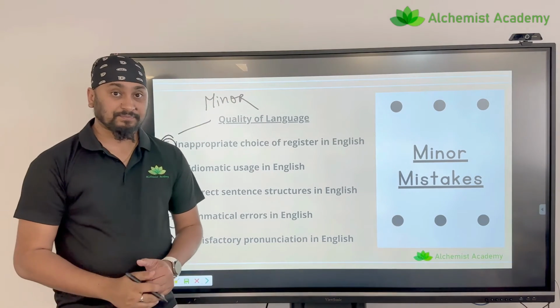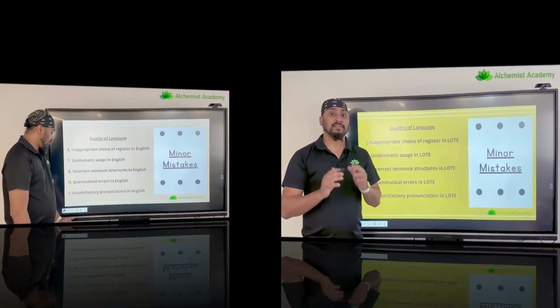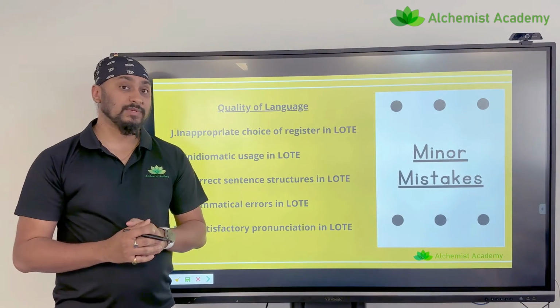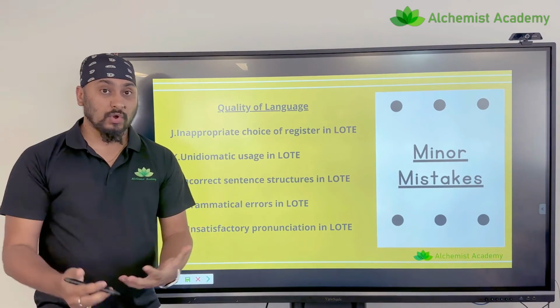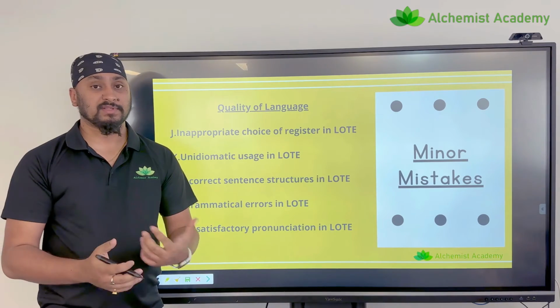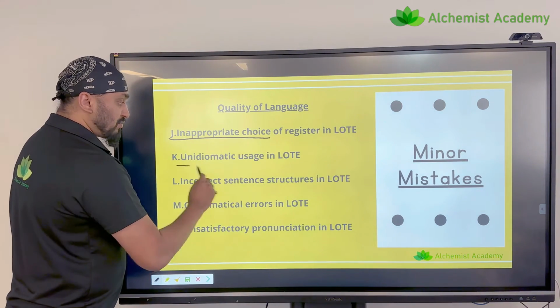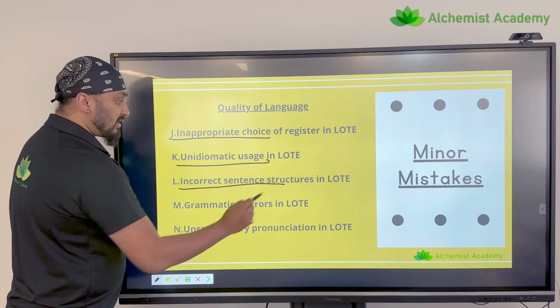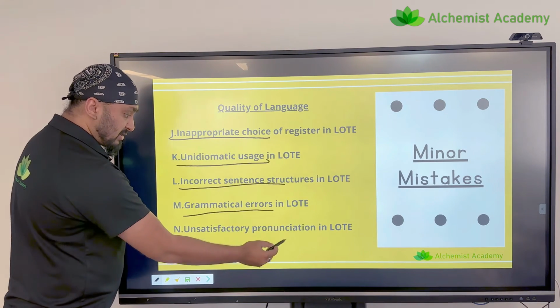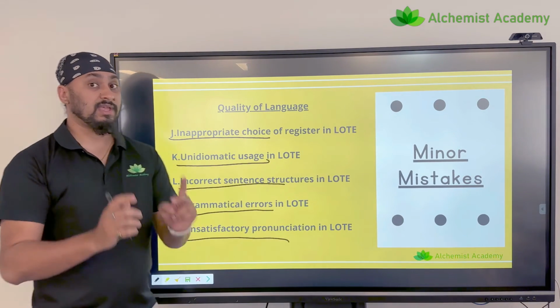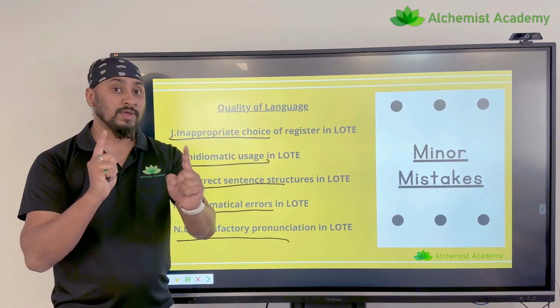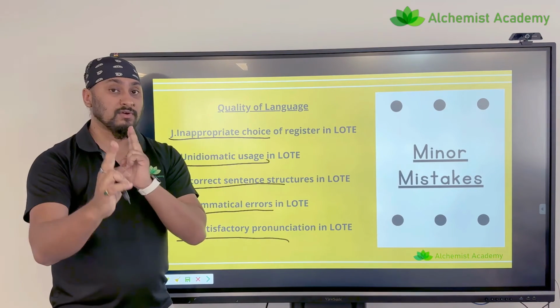Is it clear? Alrighty. Now let's look at minor mistakes in LOTE, which is language other than English or your native language, whatever it may be, like Punjabi, Hindi or English. If you look at it, it's exactly the same. Inappropriate choice, unidiomatic usage, incorrect sentence structures, grammatical errors, unsatisfactory pronunciation. So they are going to evaluate you 2 ways, not just English, it's also in your language too.